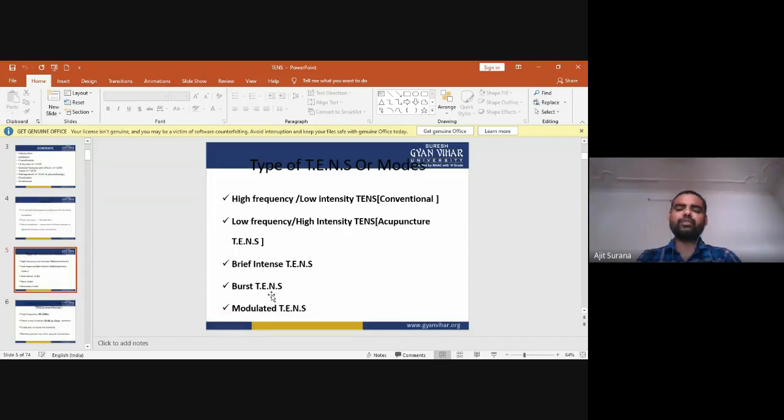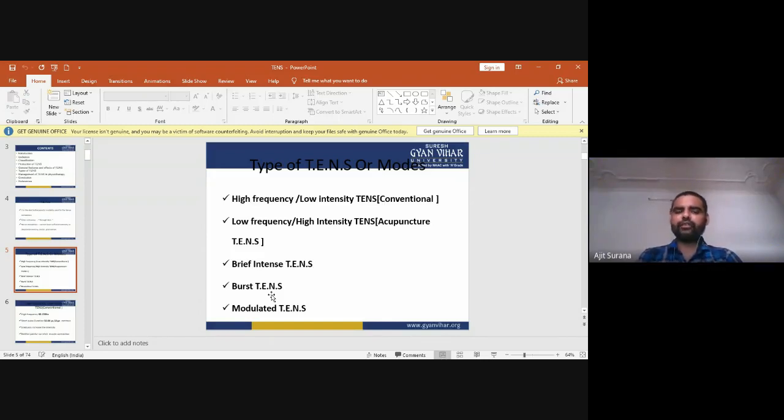Now the types of TENS, or modes of TENS. Mainly TENS is of 5 types. First one is the high frequency or low intensity TENS, also called conventional TENS. Second one is the low frequency and high intensity TENS, or acupuncture type of TENS. Next is the brief intense TENS. Then there are burst TENS and modulated TENS.